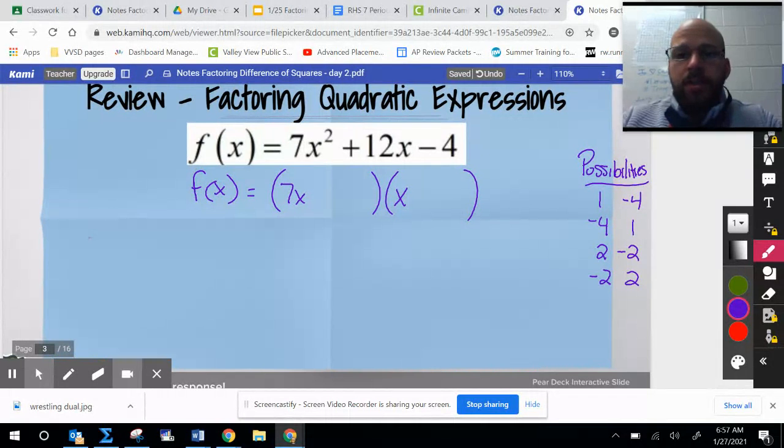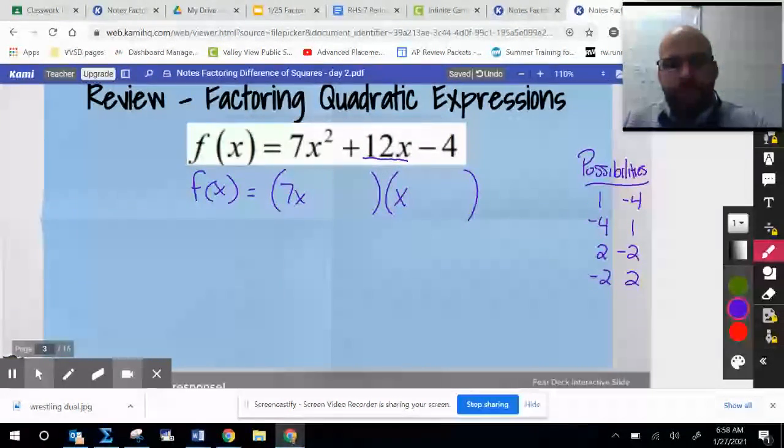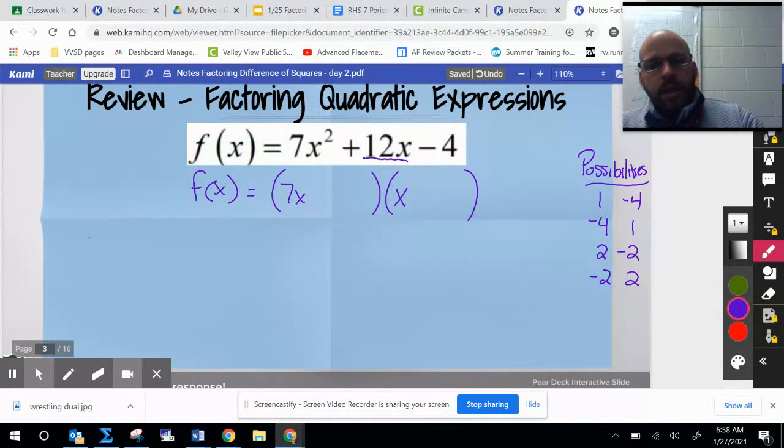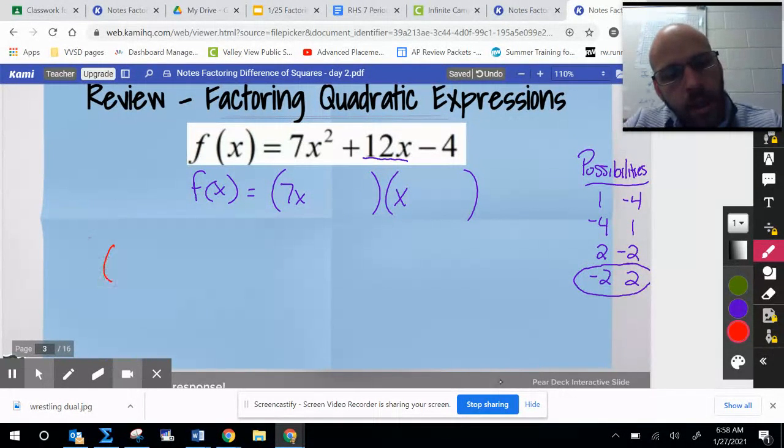And one of those possibilities has to be the right one. But what I need to do is check each one by one to figure out which one's going to give me this 12 in the middle. The one that I want to try first is going to be this one at the end. So you're going to see me check it here on the bottom. I'm going to say 7x minus 2x plus 2. So I put the -2 and +2 into those parentheses.